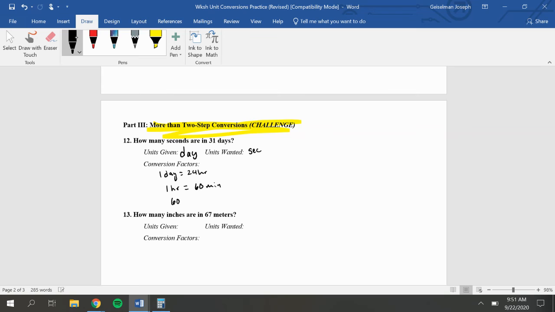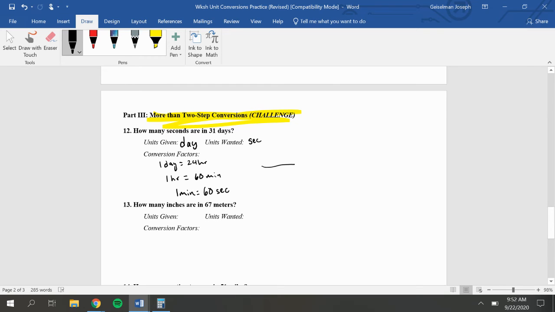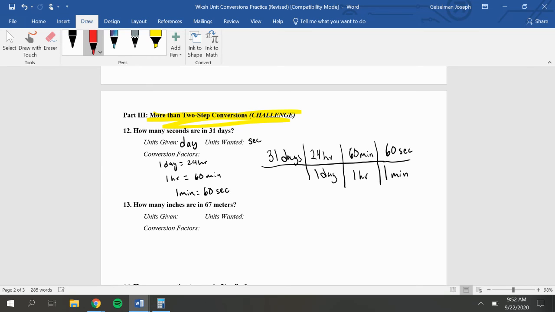We know that 1 minute is equal to 60 seconds. So I'm going to set this one all the way up, all the way through, and then I'm going to go back and cancel. So I'm going to set this up. 31 days, 1 day, 24 hours, 1 hour, 60 minutes, 1 minute, 60 seconds. And now I can go through and I can cancel.